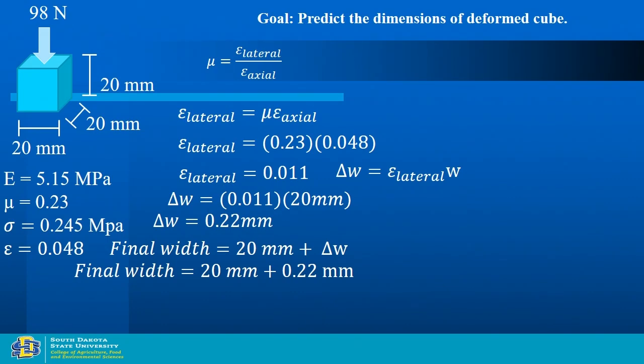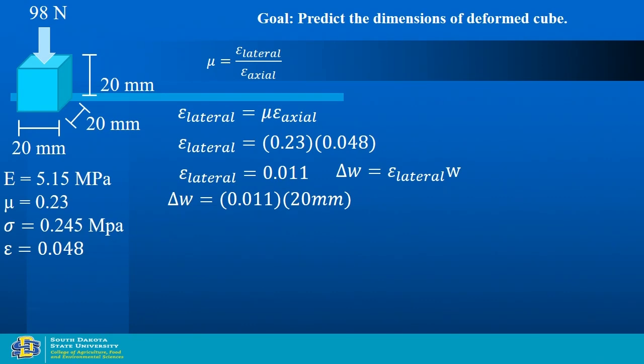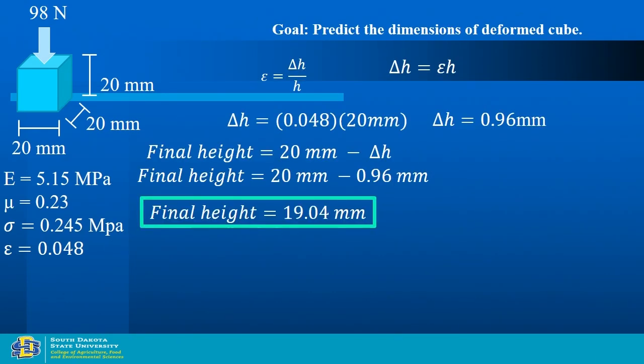Okay, explain it. The question is, what does delta W mean here? Delta W means change in width, same like change in height in the previous case. Delta H means change in height. So when you compress a sample, the height, originally 20 millimeter, is going to decrease. Instead of 20 millimeter, it's going to be 19.04 millimeter.